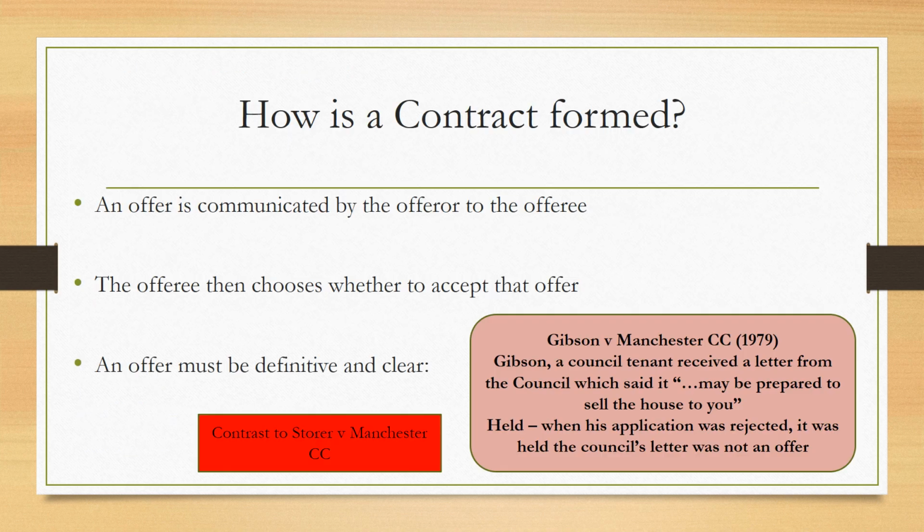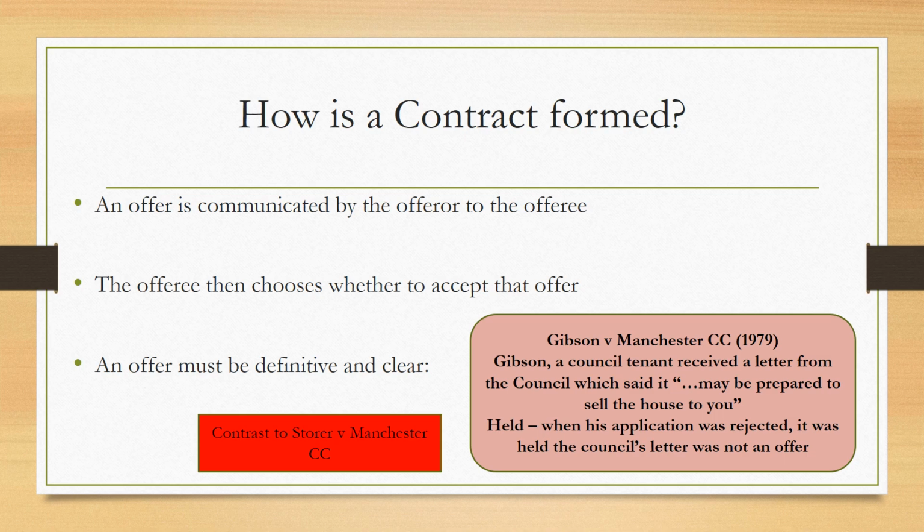Okay, so how is a contract formed? So an offer is communicated by the offeror to the offeree, and the offeree then chooses whether to accept that offer. The first point to be noted, which if you are writing a summary of these legal principles, this would be my first point that I would note down under a heading that says offer. The first point would be an offer must be definitive and clear. So it must be clear that the offeror is making an offer.